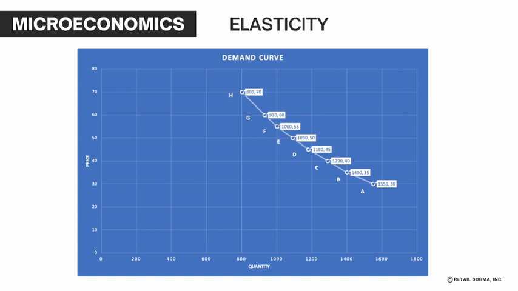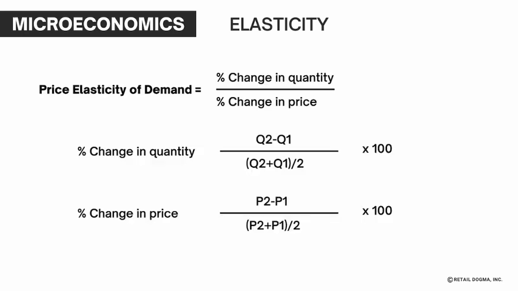In this curve, we can see that if the product is sold at $30, the demanded quantity is 1,550 pieces. As we increase the price, the quantity decreases until it reaches 800 pieces at $70 price. Now let's calculate the price elasticity of demand between the points B and A. That is between selling at $35 versus selling at $30. We apply the formula. Price elasticity of demand equals percentage change in quantity divided by percentage change in price.